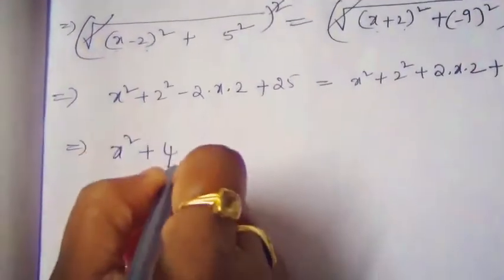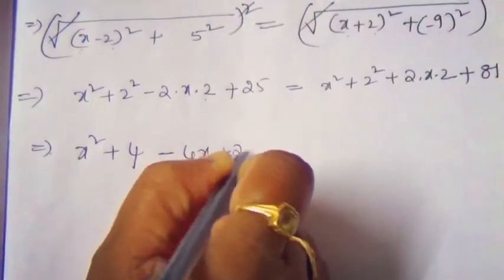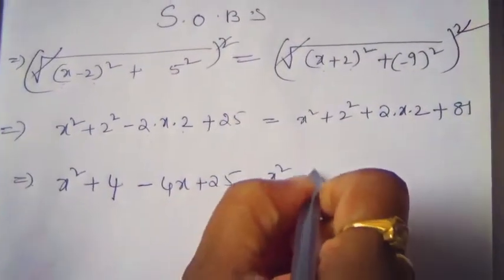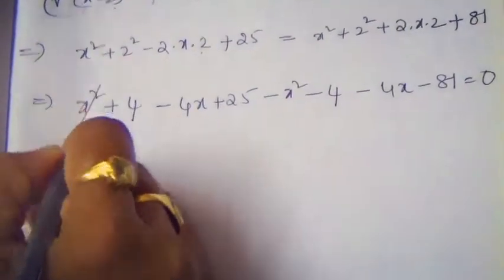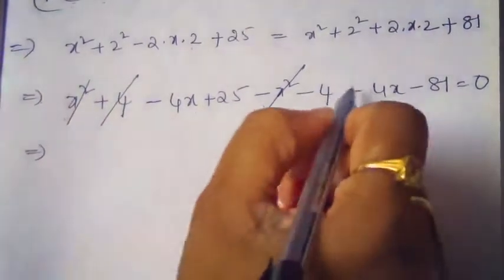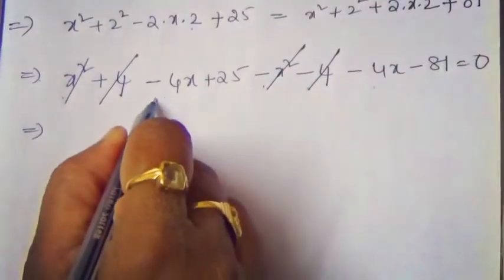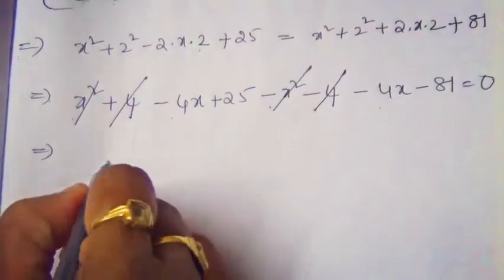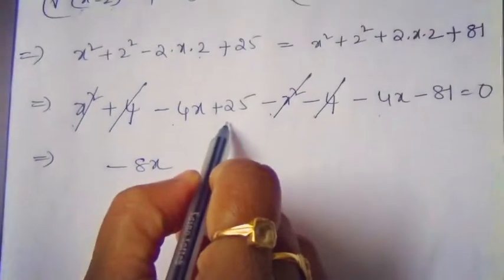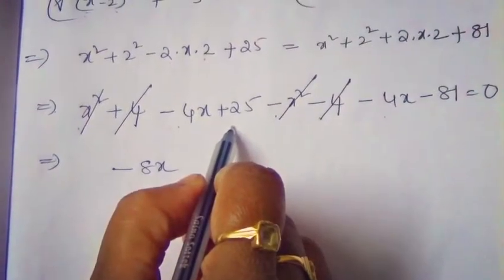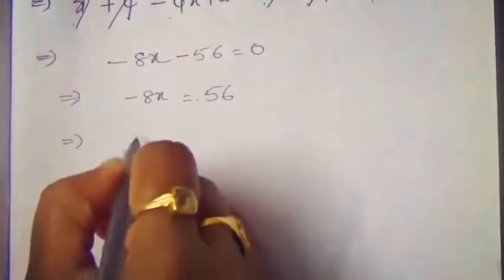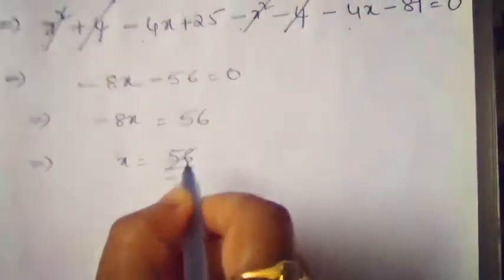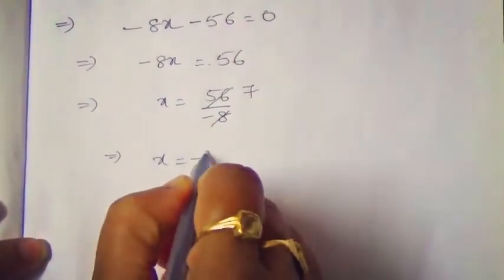That implies I want to bring all this into one side. x square plus 4, 2 square means 4, minus 2 twos are 4x, plus 25. So minus x square minus 4 minus 4x minus 81 is equal to 0. Okay, here plus x square minus x square cancelled. Plus 4 minus 4 cancelled. Here these two are minus, so same sign. That's why we have to add, but we just write this minus as usual. Minus 81 plus 25, okay, 81 minus 25 is 56, so minus 8x is equal to 56. That is x is equal to 56 by minus 8. When you cancel this, that is 7 times. That implies x is equal to minus 7.